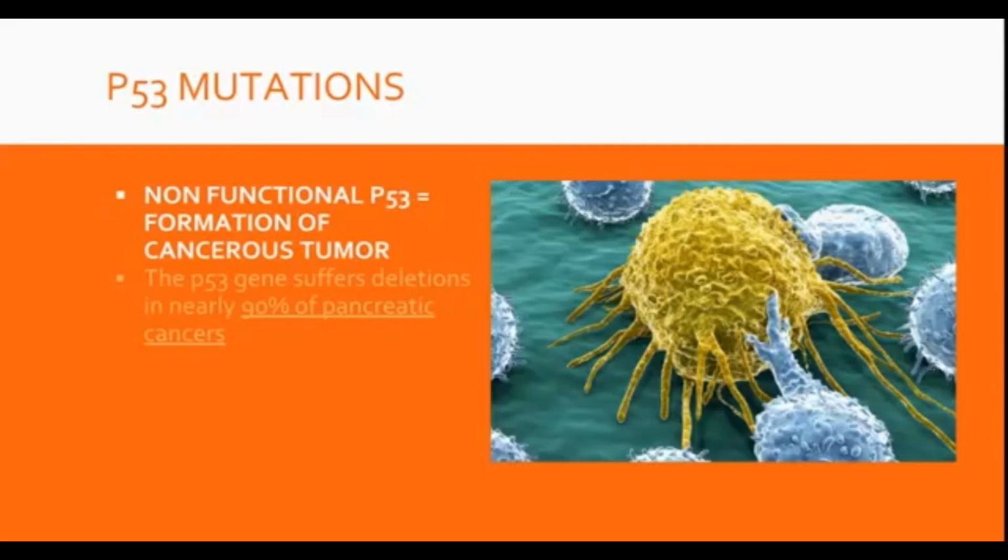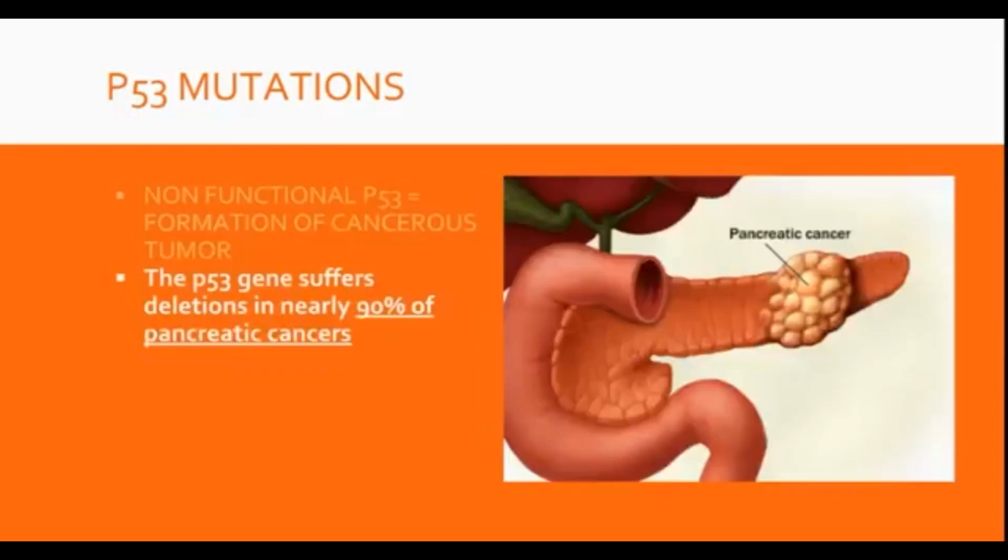Okay, and in cancer cells, P53 is often missing, non-functional, or less active than normal. So basically, non-functional P53 results in the formation of cancerous tumors, or in our case, the formation of pancreatic cancer. And according to researchers from Johns Hopkins, they discovered that the P53 gene suffers deletions in nearly 90% of pancreatic cancers. So that brings up the question of what can we do?